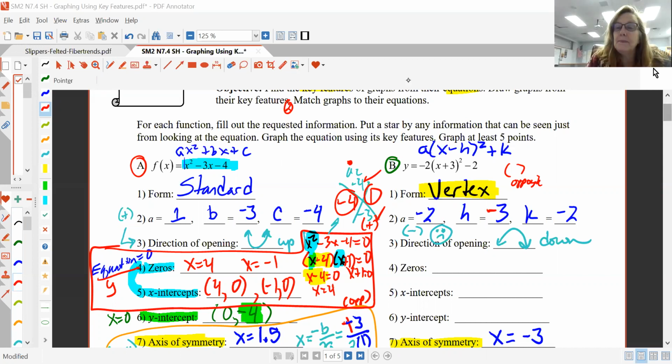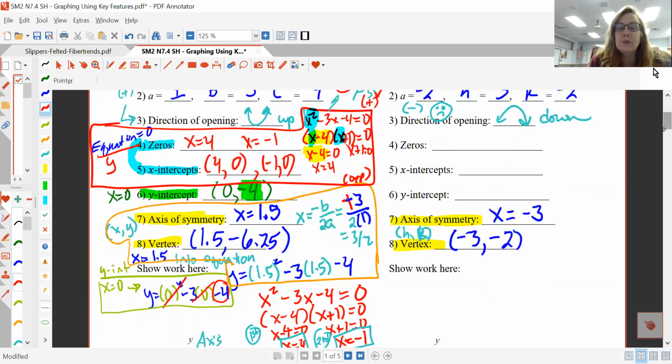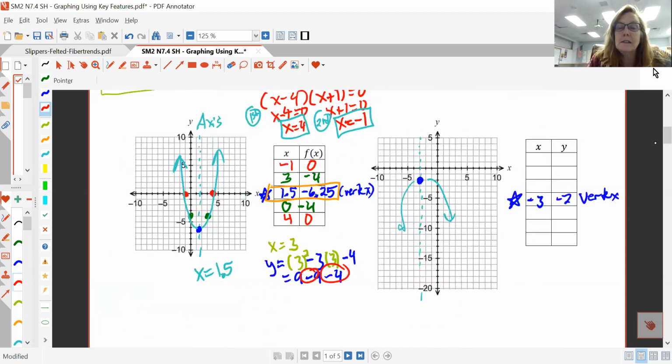All right. I feel like that question was confusing. Here's what I know. I drew my vertex. It's right here. I think about my graph. My graph is doing that.